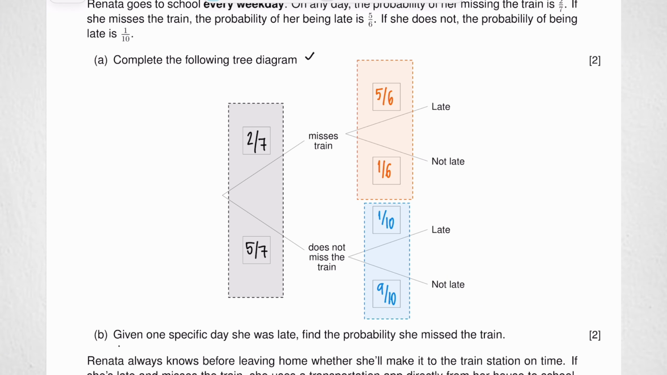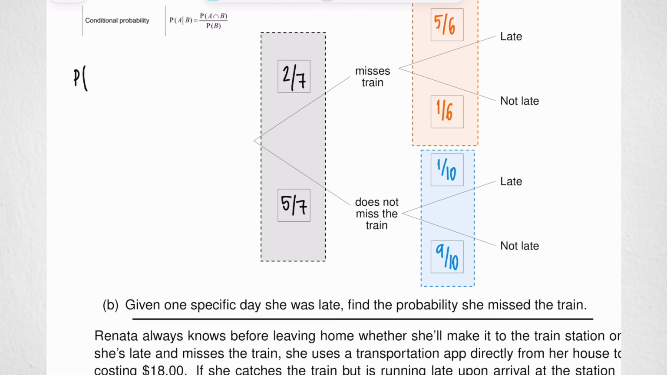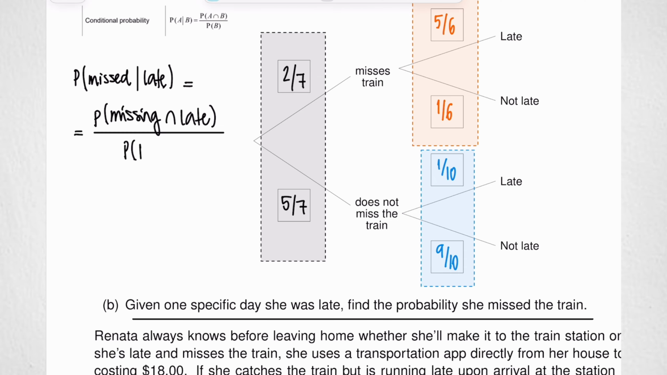Now, given that in one specific day she was late, find the probability that she misses the train. This is a conditional probability. The probability of A given B is equal to the probability of A and B over P of B. In this case, the probability that she missed the train given that she was late, that is equal to the probability of missing the train and being late over the probability of being late.